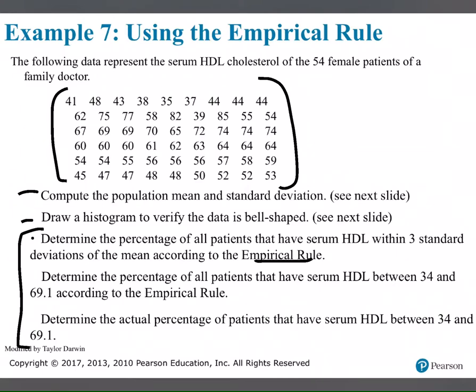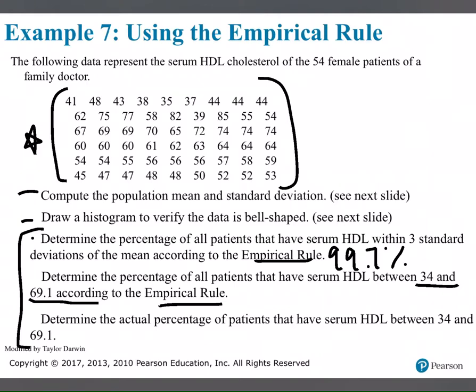Anything that's within 3 standard deviations of the mean is 99.7% of your data. Always, always, always, no matter what you're looking at when you're using the empirical rule. Then it says determine the percentage of all patients that have serum HDL between 34 and 69.1. So that's actually using this data that we'll compute in a second. And then determine the actual percentage. So we're going to use the empirical rule, and then we're going to look at the actual percentage, which I'm going to do on this slide. So I'm going to kind of go out of order.